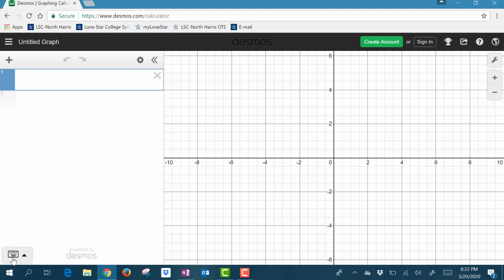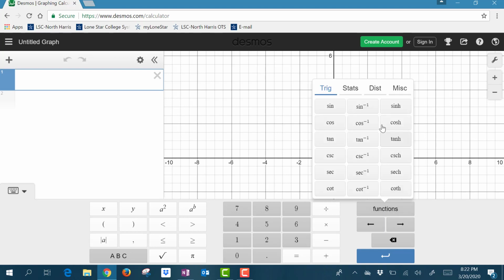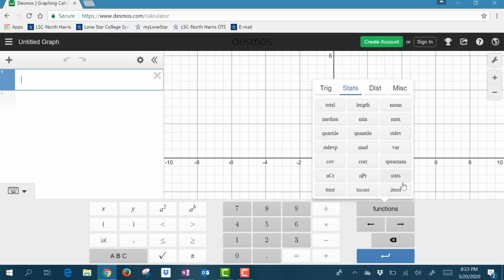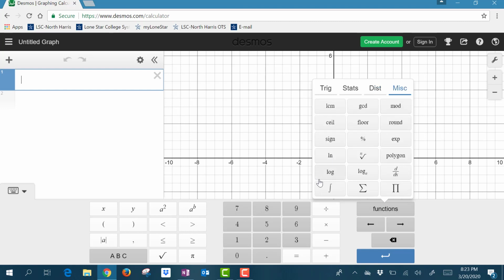Okay, so we're going to go to the little keyboard at the bottom left, and I'm going to go to Functions. And we're going to click through. This is the trig section. I have what we call a stat section, distributions, and then we're going to go to miscellaneous. You'll see here we have log, that's log base 10. This is ln, that's log base e. This would give you the opportunity to do log of any base that you wanted. That is not standard on typical calculators. So I'm not going to use that, I'm going to use this.